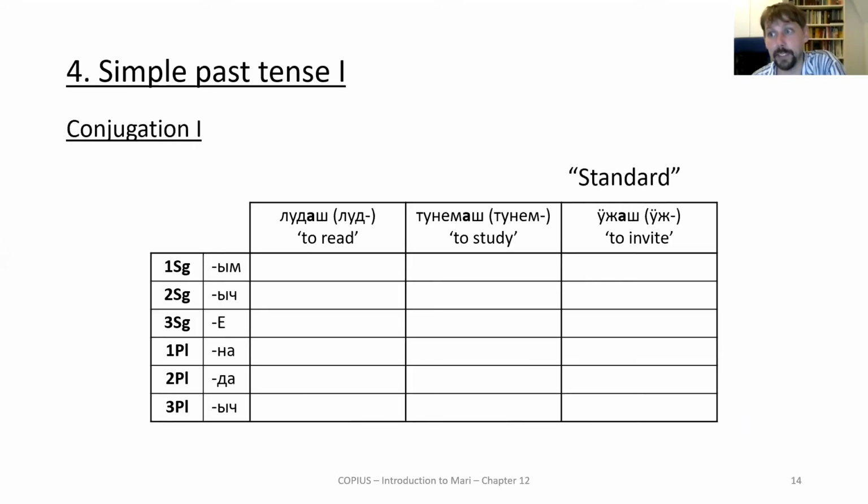here by standard, I mean this is without any strange stuff happening. If we have stems like ludash, to read, with stem lut, tunemash, stem tum, tunem, study, ujash, to invite, stem ush. Here you see on the left-hand side what the suffixes are that you attach to it. And what we have, like in ludum, I read, is cognate with the -i that you have as a past tense marker, for example, in Finnish, when you have like tulen, I come, tulin, I came.